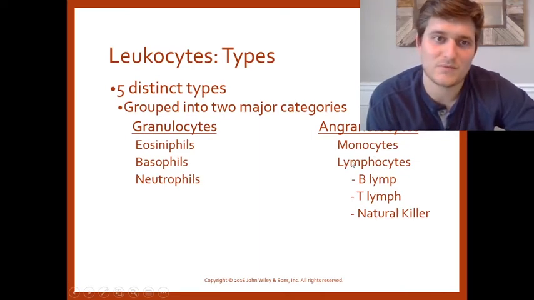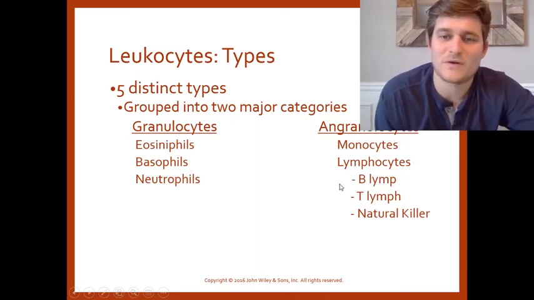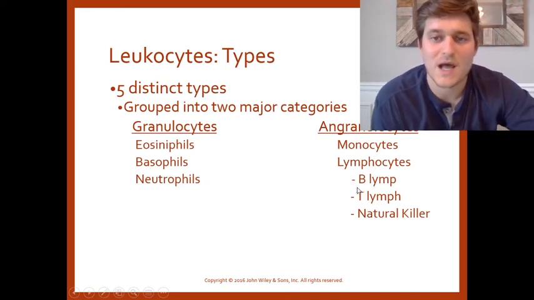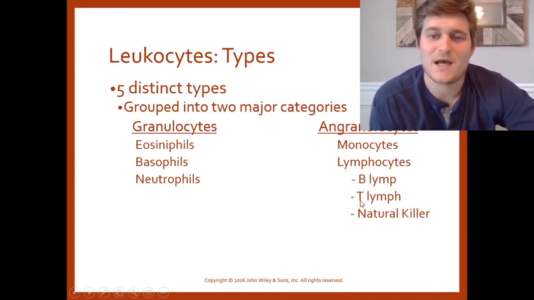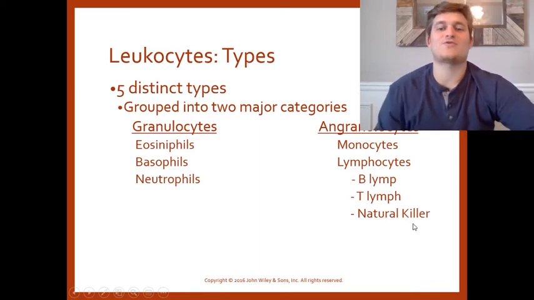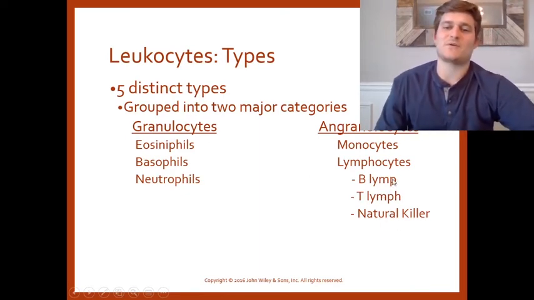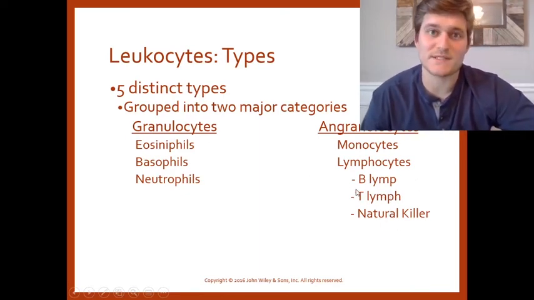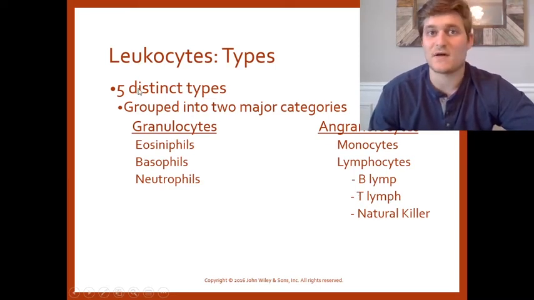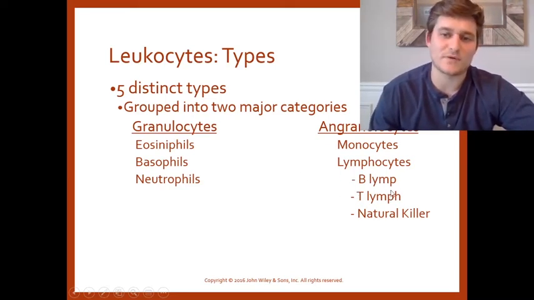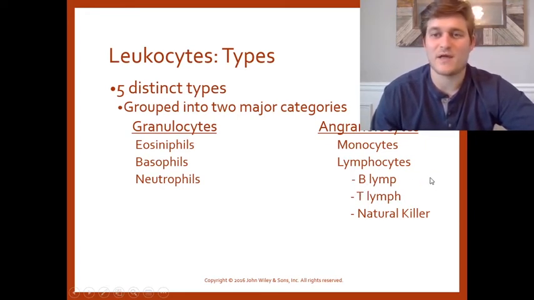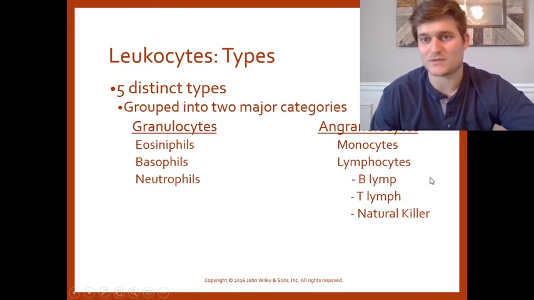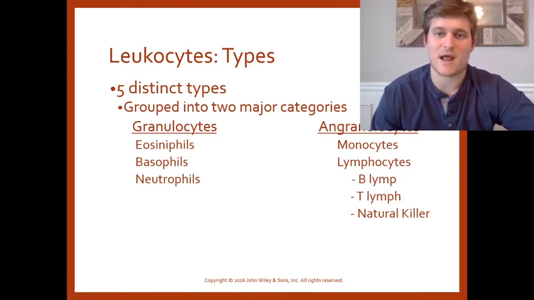Lymphocytes, one of the 5 types of leukocytes, are going to be divided into their own subcategories, which are B lymphocytes, T lymphocytes, and then natural killer cells. And B lymphocytes we're going to see when we discuss these cells more in the immune chapter. These are going to be the ones responsible for coming up with these antibodies that are going to help fight off certain pathogens and certain microbes that enter our bodies.